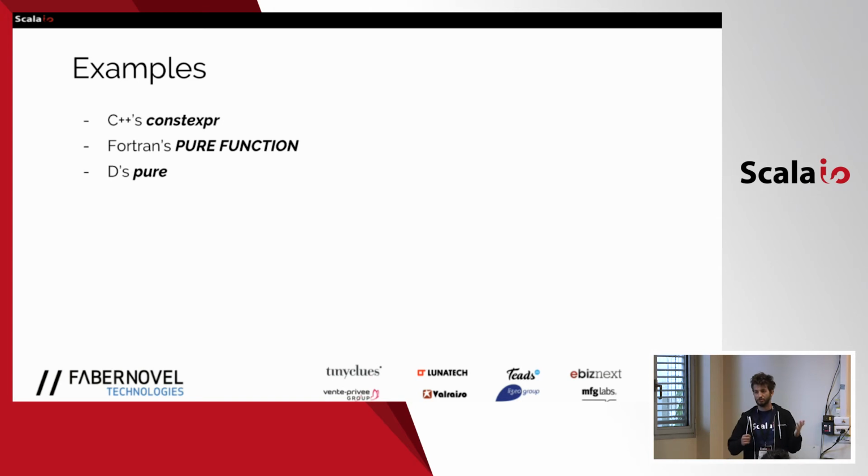It's basically an annotation you give to any function, and it means that it can be completely optimized away at compile time. And in the same way, Fortran has something called pure function, and D also has a pure annotation you can give to any function you want. So these are some examples from real-life languages that are not really considered functional, but they're already applying these because they know it can give them performance benefits.